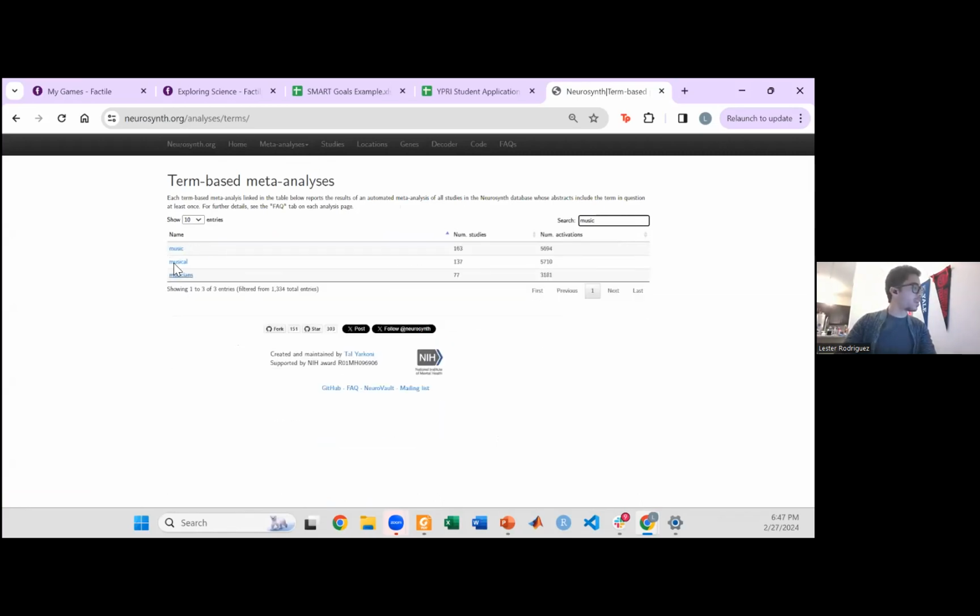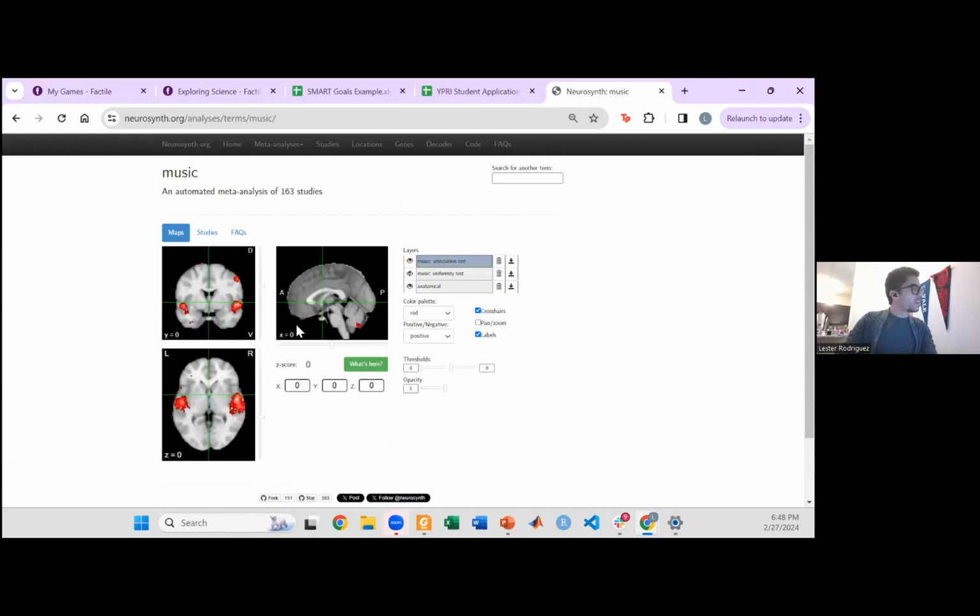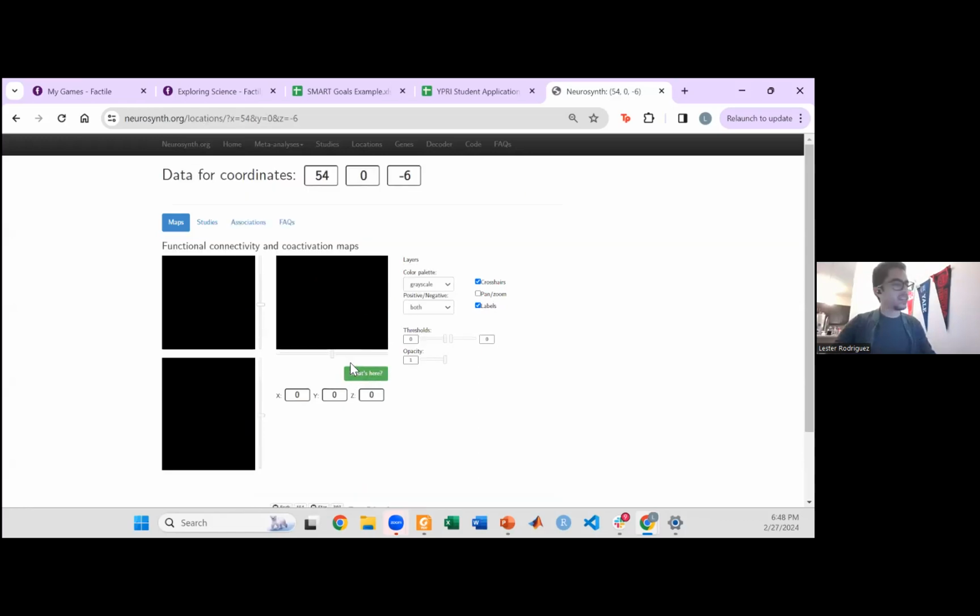Music. Great. So music pops up, and we click on music, and let's see what we get. Okay, we get this map. Let's click around. Let's find stuff. And I think we would find this area. It has a lot of activity. So now let's click what's here. What is here?